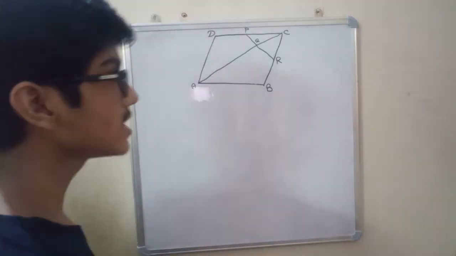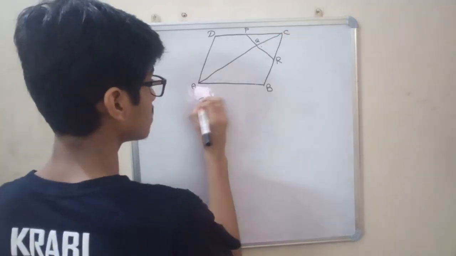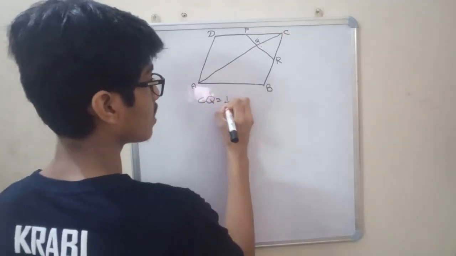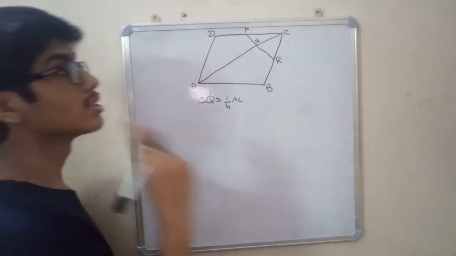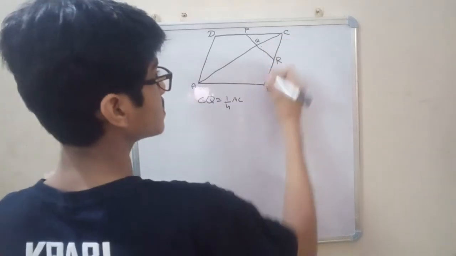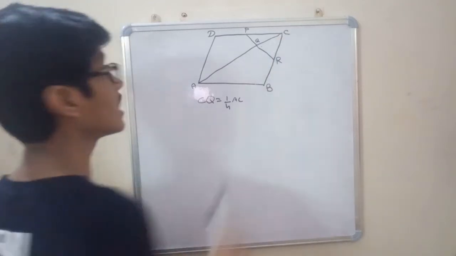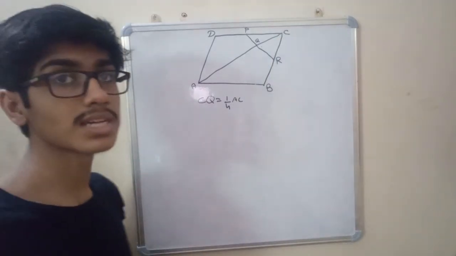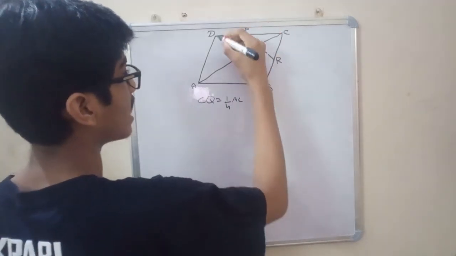One more thing is given in the question, that CQ is equal to 1 by 4 AC. A very important point of the question. So the question requires us to solve two things. First, that R is going to be the midpoint of BC, that means BR is going to be equal to CR. And the second thing, we have to prove that PR is equal to half DB.